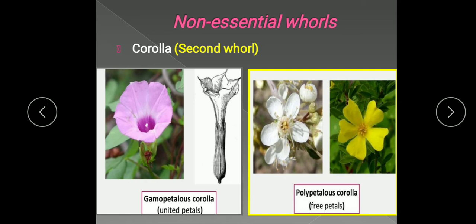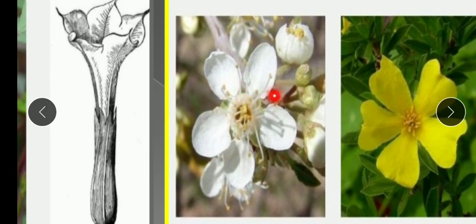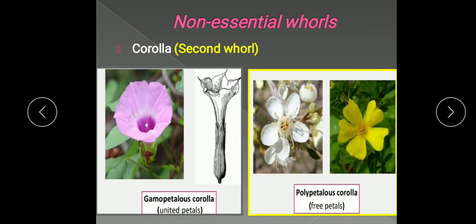And the polypetalous condition is there when the petals are free. Here you can see the petals are free from each other. So, this condition is known as the polypetalous condition, found in brassica. So, understood children? All these are the non-essential whorls and their cohesion.